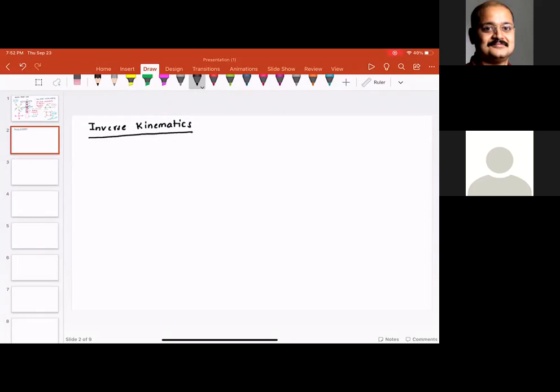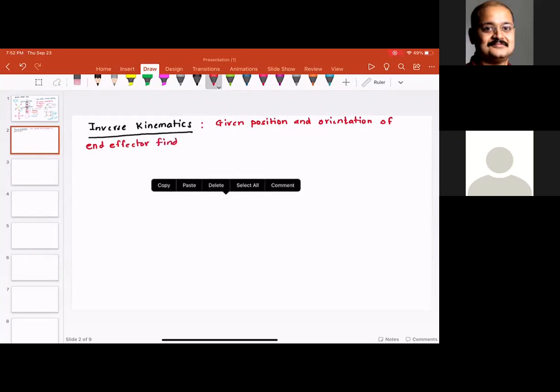Now, what is inverse kinematics? In last class, I talked about the concept of inverse kinematics, that is, given position and orientation of end effector, find joint angles or displacement.